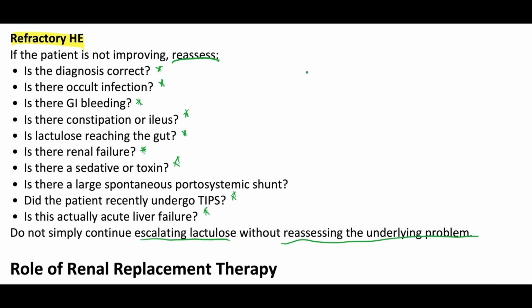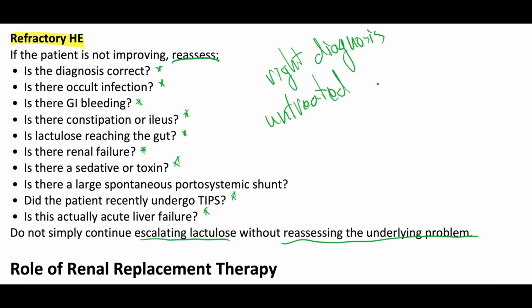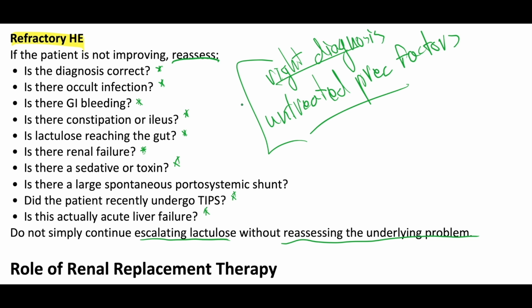And the underlying problem reassessment in general is, do I have the right diagnosis? Right? Is the diagnosis correct? And, or do I have an untreated precipitating factor? Those would be the two larger categories that you should always reassess for, because if you have either of these things wrong, your hepatic encephalopathy probably will not get better.